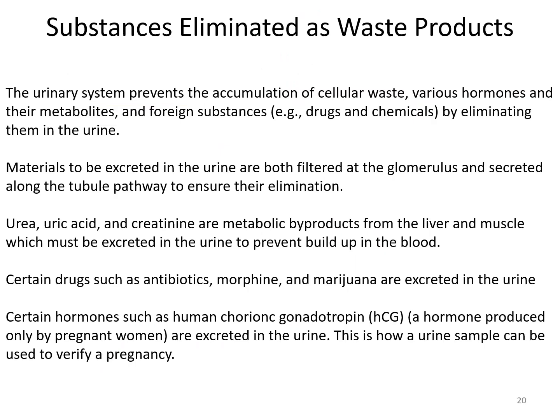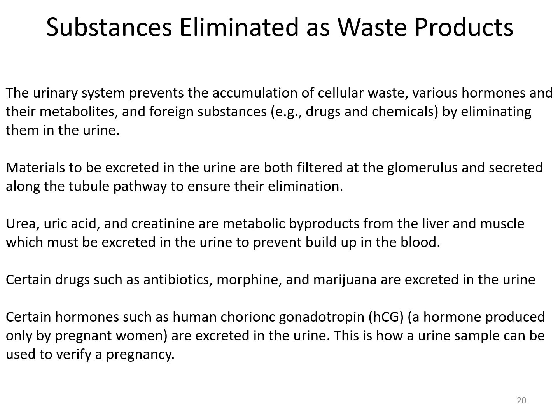So we've talked a lot about how things get reabsorbed because our body needed them and didn't want them to get excreted in the waste. But a lot of the things we do need to excrete. That's one of the purposes, so that we can get rid of things that might become toxic if accumulated, or just things that our bodies don't need. So the urinary system prevents the accumulation of cellular waste, various hormones or metabolites, and foreign substances like drugs and chemicals that we may take into our body. We can get rid of them with the urine.